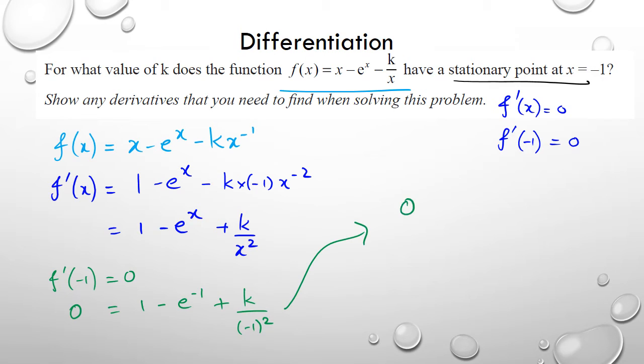So we've got 0 equals 1 minus e to the power of negative 1 plus k. So if I was to rearrange it, I would get k equals negative 1 plus e to the power of negative 1.